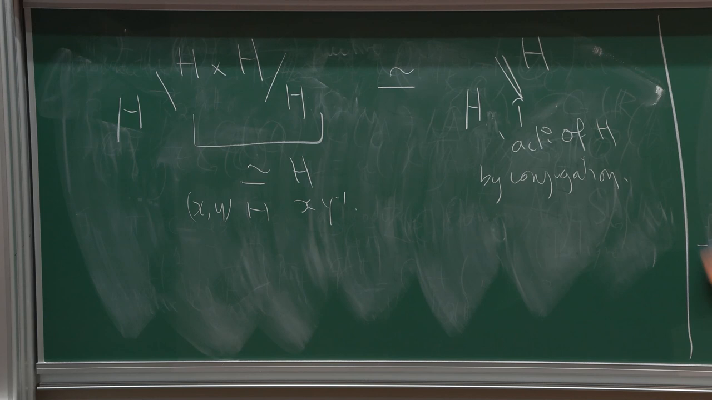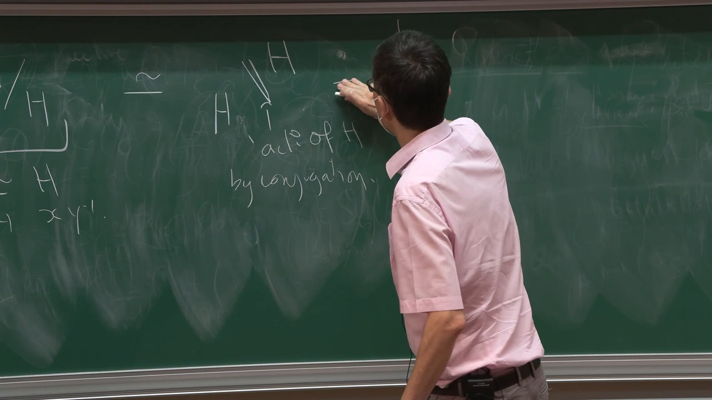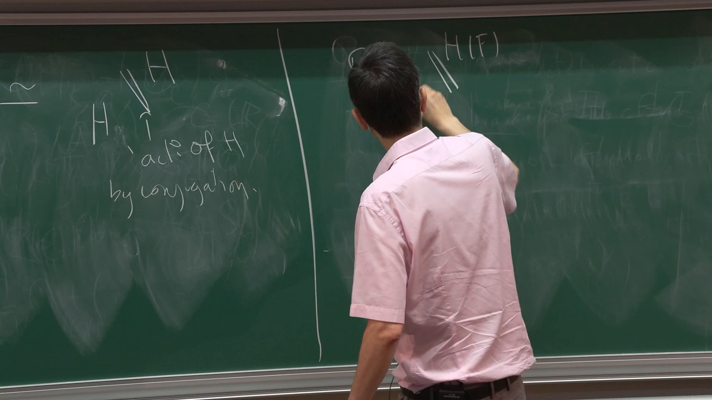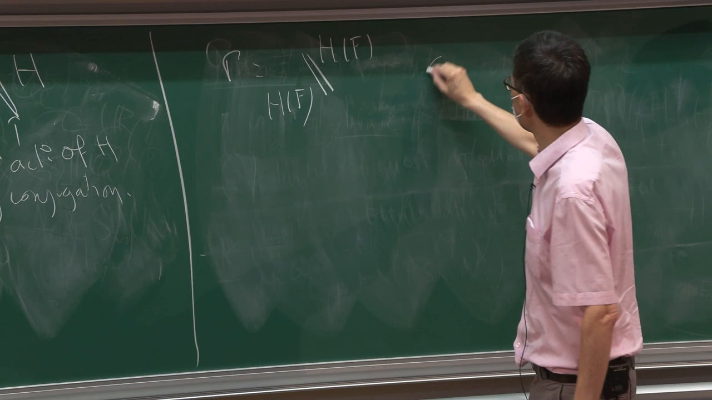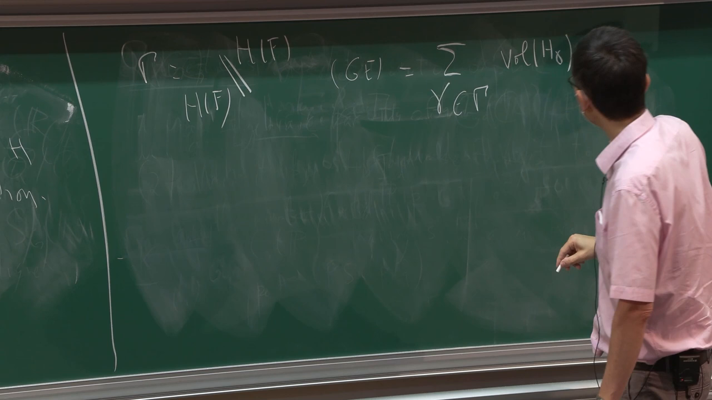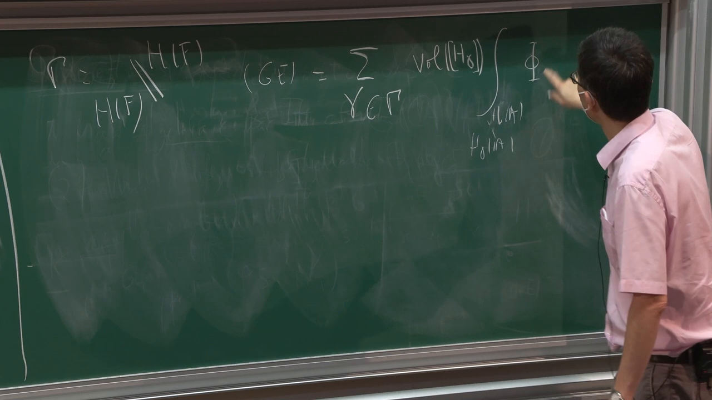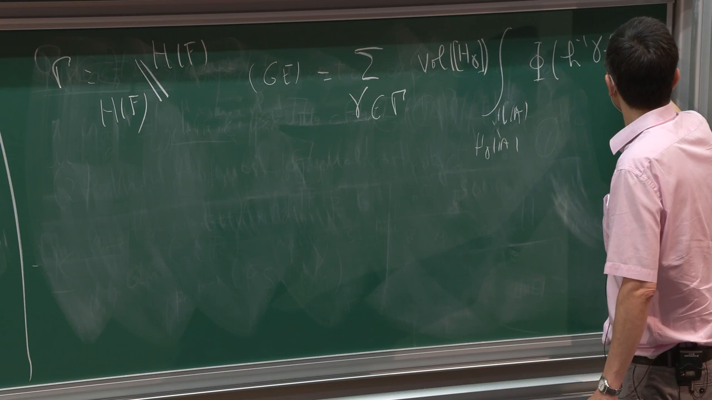So for the same function phi, this Gamma now is H(F) mod conjugation. And the geometric expansion is the sum over gamma in capital Gamma of the volume of the centralizer of gamma, in brackets, times the orbital integral for the same function phi of h^-1 gamma h. So you see that the group acts by conjugation.